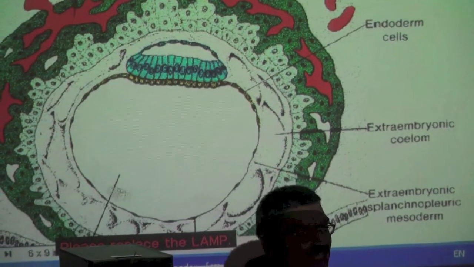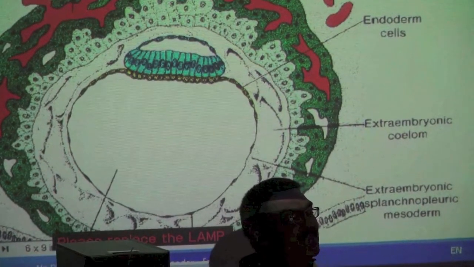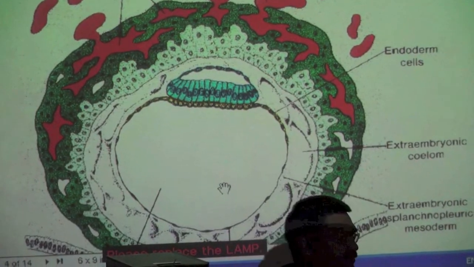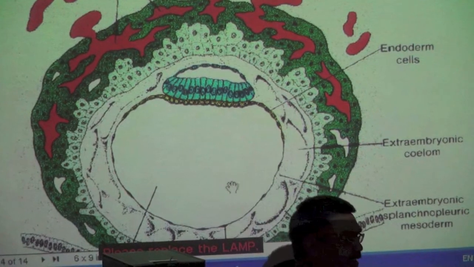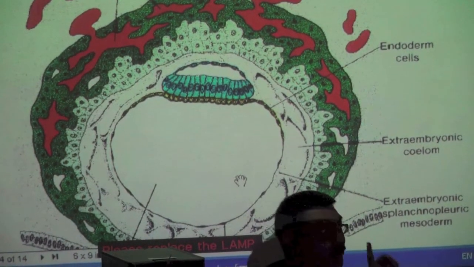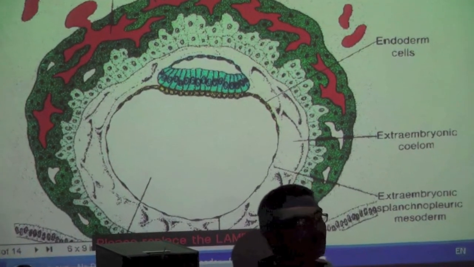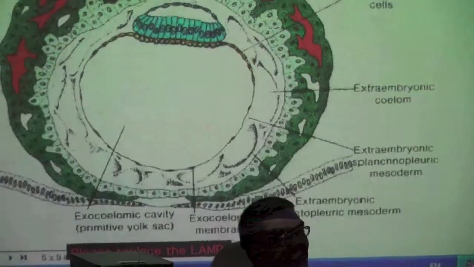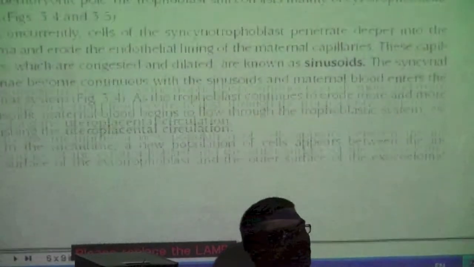Now this structure is also called the primary umbilical vesicle. I told you in my class earlier. Now see, this cavity will become big. In the next stage, this cavity becomes big.